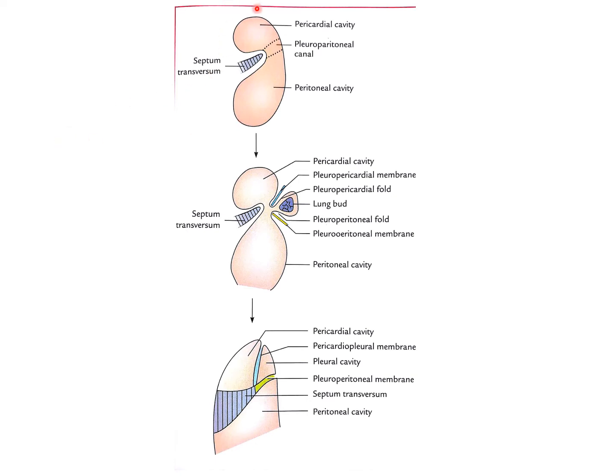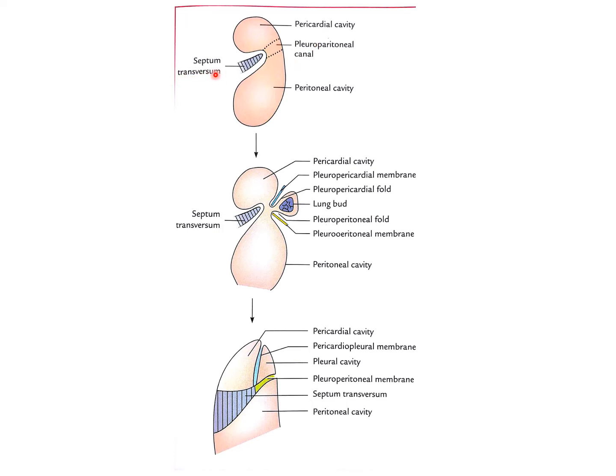Here is the cranial aspect of the developing embryo. Here is the caudal aspect of the developing embryo. This is the anterior aspect of the developing embryo. This is the posterior aspect of the developing embryo. The parts of the intraembryonic coelom are the pericardial cavity, the peritoneal cavity, and the communicating channel called the pleuroperitoneal canal.